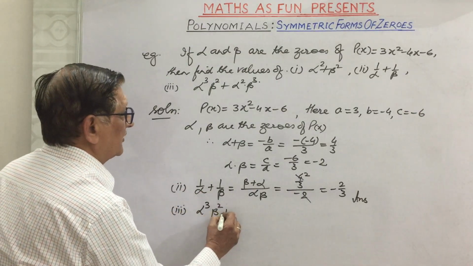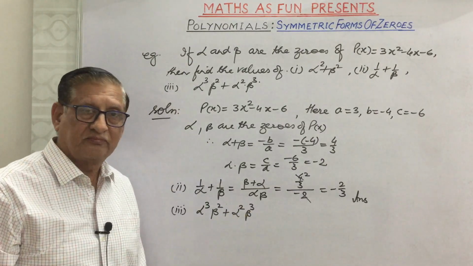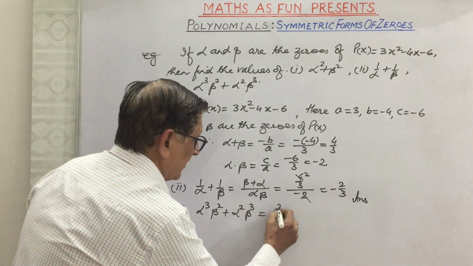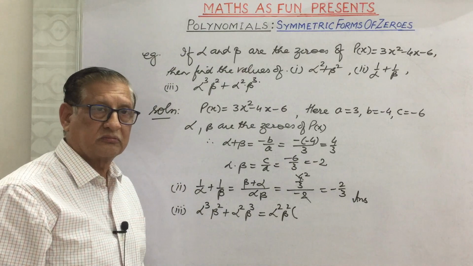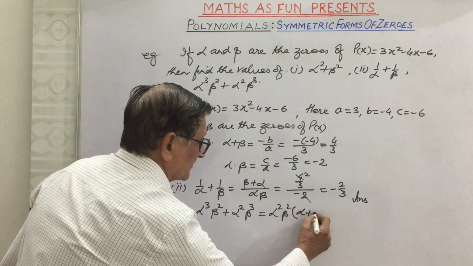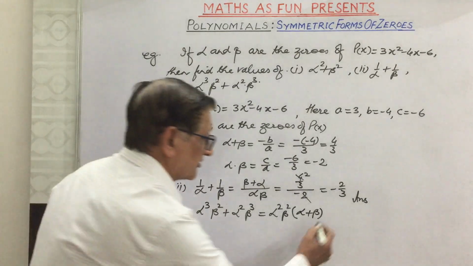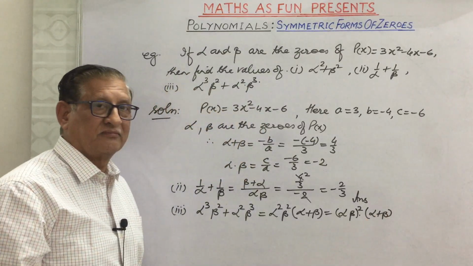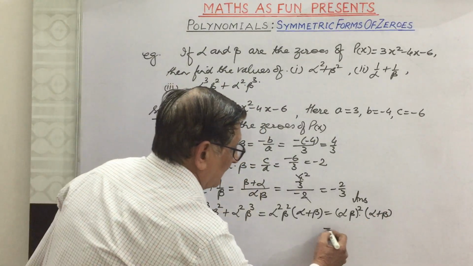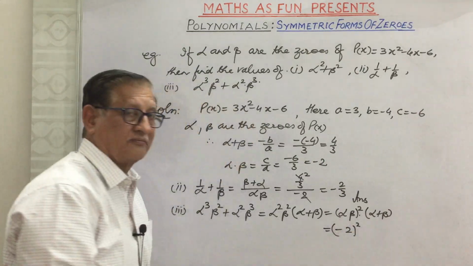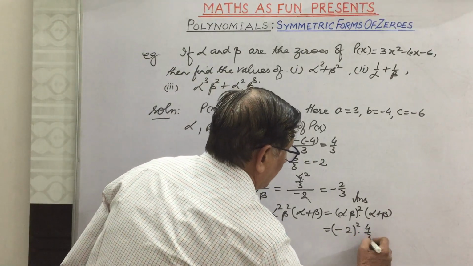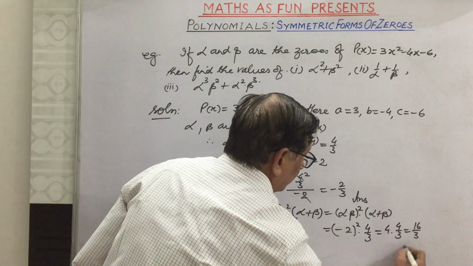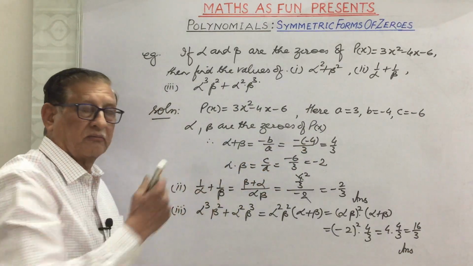alpha cube beta square plus alpha square into beta cube. What we find here? We are getting alpha square into beta square as common, and in the bracket it will come as alpha plus beta. We can also write this as alpha into beta whole square into alpha plus beta. We substitute the values. Alpha into beta is minus 2, square of this, into alpha plus beta, that is 4 by 3, and we are getting this as 4 into 4 by 3 or 16 by 3. This is the value of this particular function.